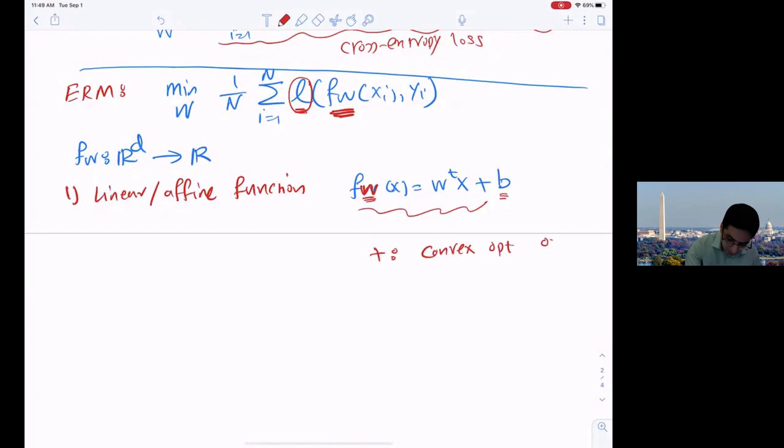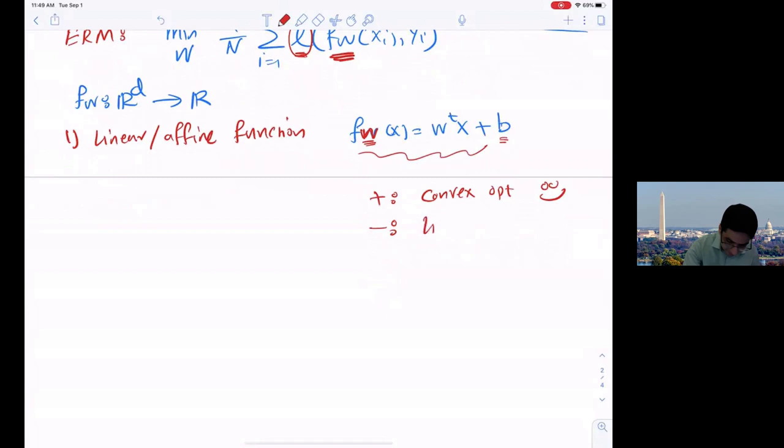But what about the negative sides of using a linear affine function? It is pretty limited in terms of representation power. Especially in practice, you may have pretty nonlinear relationships between X and Y. So restricting ourselves to a linear model won't probably be good in those cases. So we have limited representation power for these functions. So we are a little bit sad. In order to deal with this, we look into nonlinear functions from X to Y.